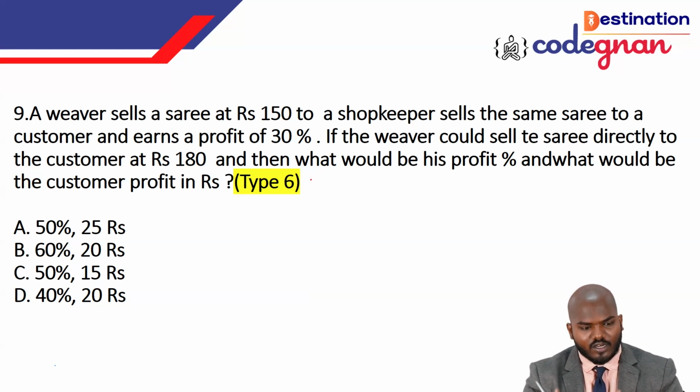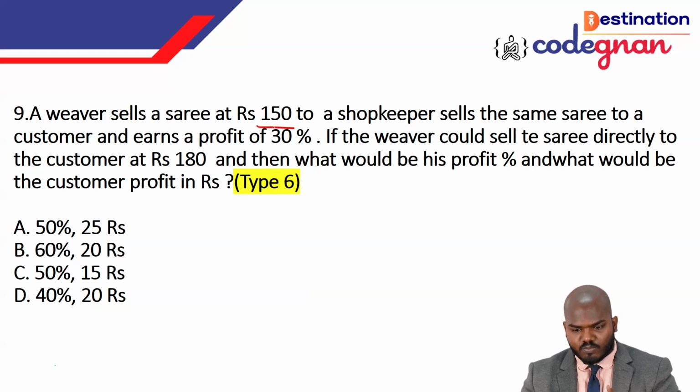Now you just want to deal with this one. The cost price of the sari for the weaver is 150 rupees. You just want to find what the cost price is here. That is the cost price he was making, but he is still earning the 30% profit. So just check it out: what is 30% profit with respect to 150? We can call it something like 30 only.